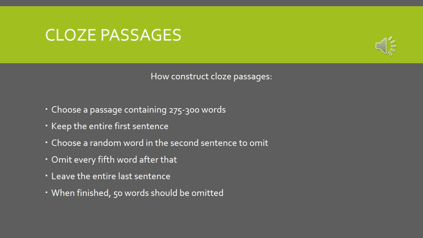First, you need to choose a passage containing anywhere from 275 to 300 words. It does not matter if the passage ends in a good spot or not. That doesn't matter. Keep the entire first sentence. Then, choose a random word in the second sentence to omit. Then, omit every fifth word after that. Finally, leave the entire last sentence. At the end, you should have 50 words omitted. Be sure to keep a key for yourself for reference of the words that you omitted.